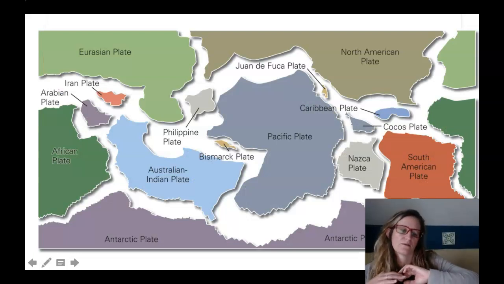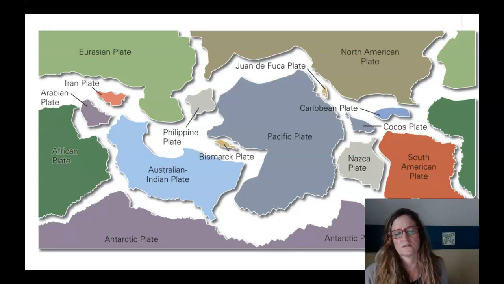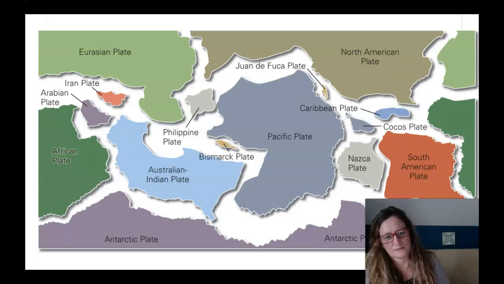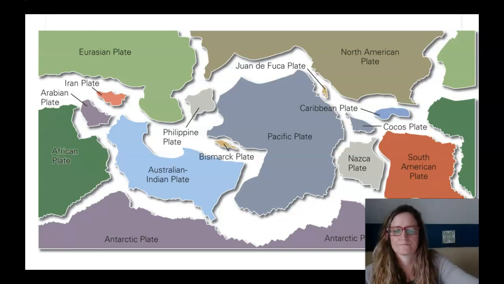So here we've taken that plate map and kind of expanded it so you can see the shape of the individual plates. The North American plate there across the top is big. Okay.